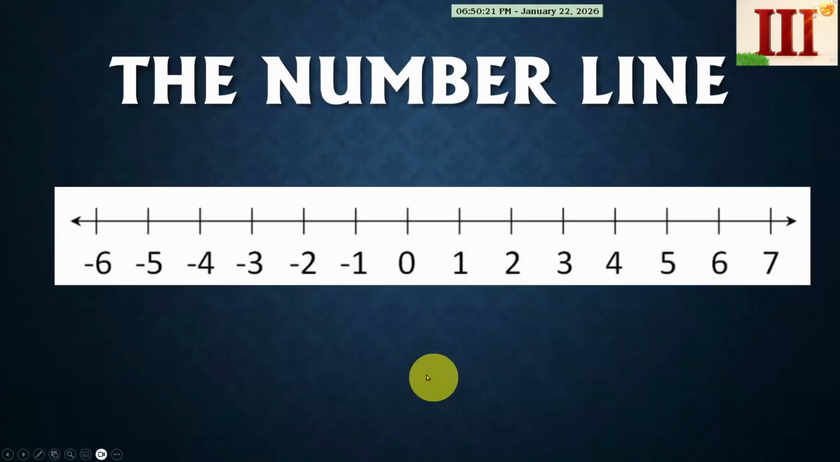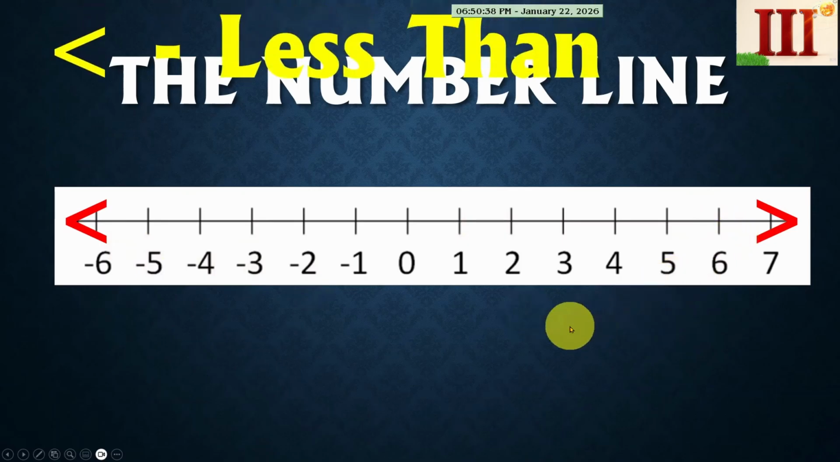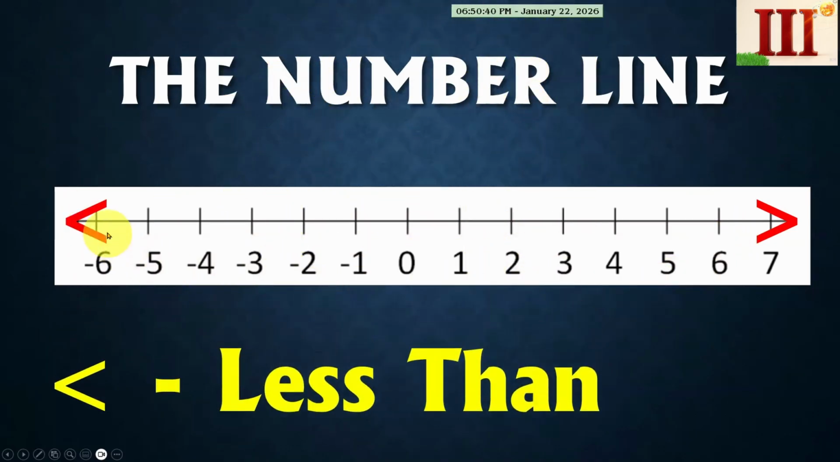Whenever you have a number line, notice there are arrows on the end. So there's an arrow there, and there's an arrow on this side. These arrows have names, and the first one is called less than. Notice this is the lower side of the line. If you go here, you're moving backwards and you're going in the negative direction.